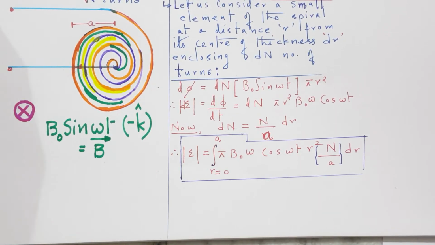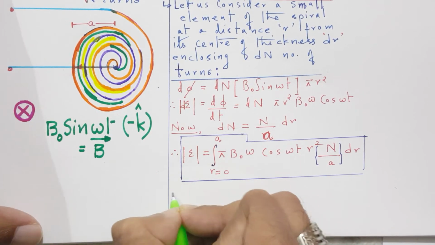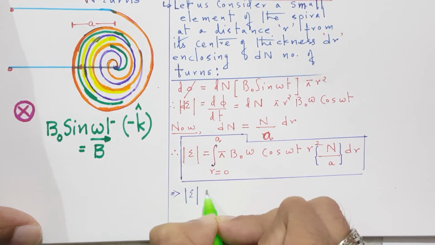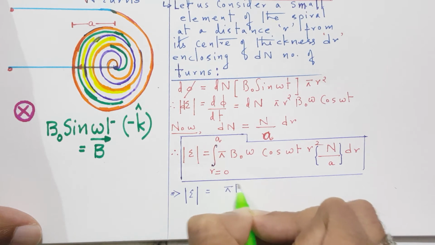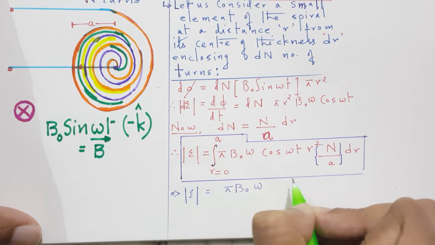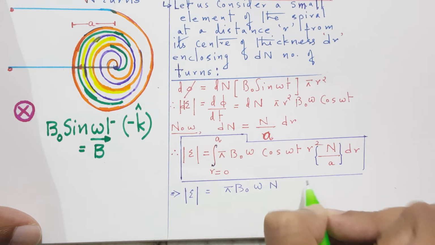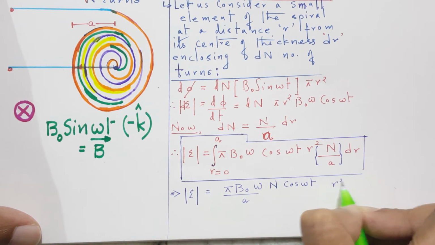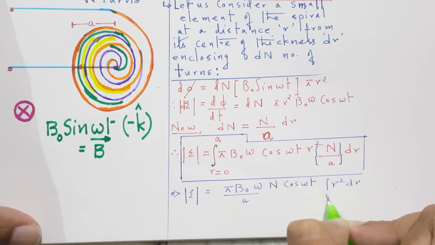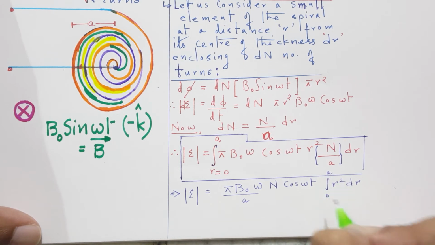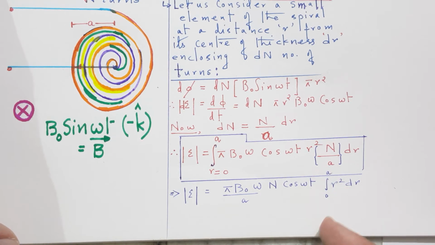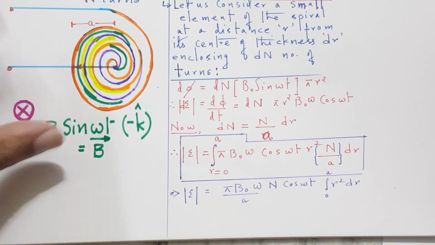So if I integrate this, what will I get? So from here, what will I get? I will get E equals pi B0 omega N cos omega t divided by a r squared dr, integration 0 to a. So r squared dr will give me r cube by 3, which is a cube by 3. Okay, and here is a.